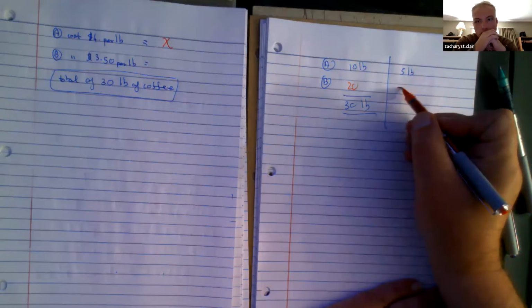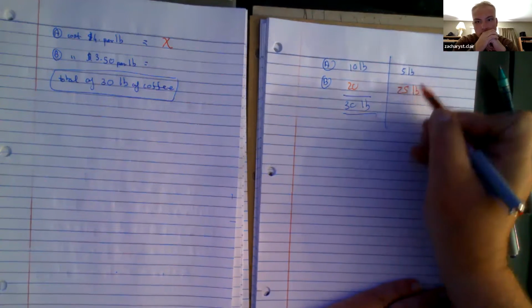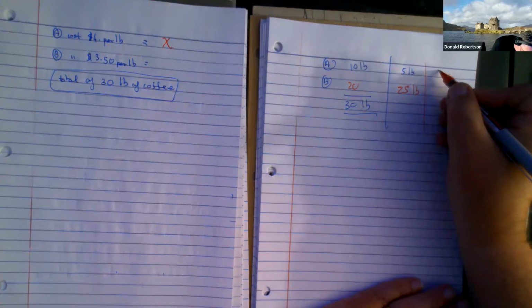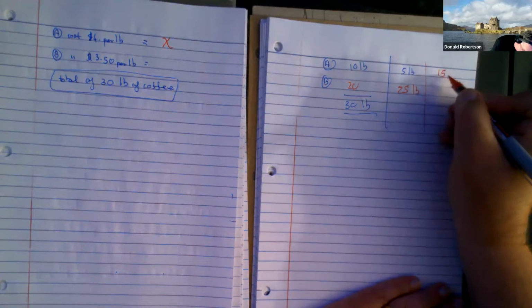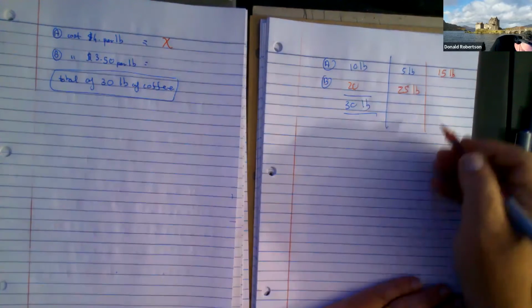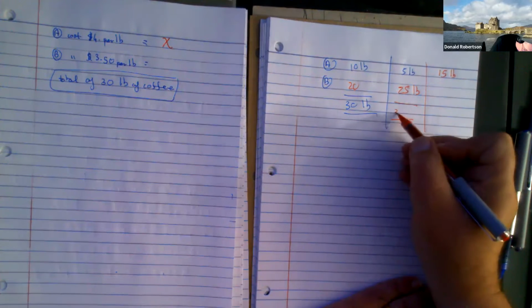Oh, 25, because they all have to equal. They're all whole numbers, right? Suppose this was 15 pounds. The colours have no significance. If this was 15 pounds, how much would the other one be? Remember that together they add up to 30 pounds every time.